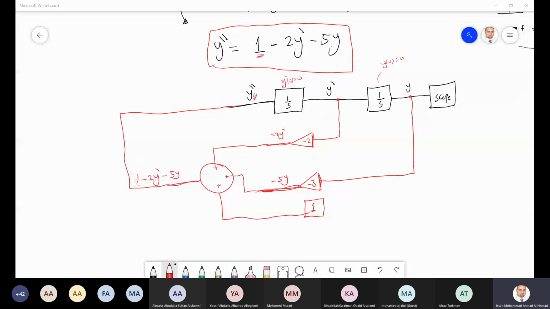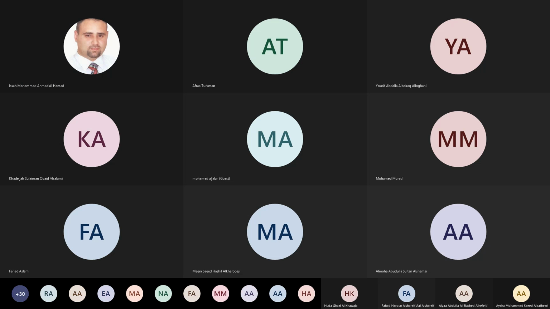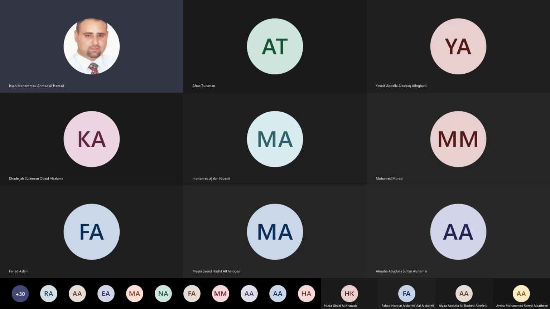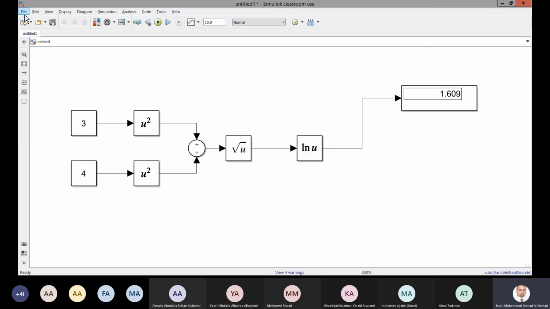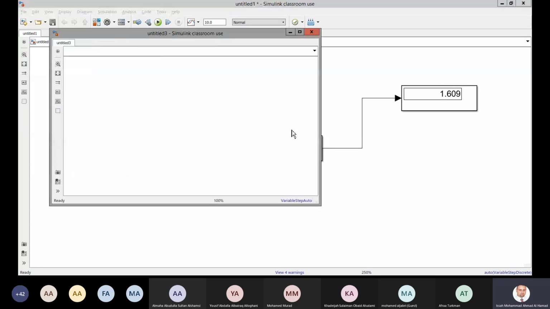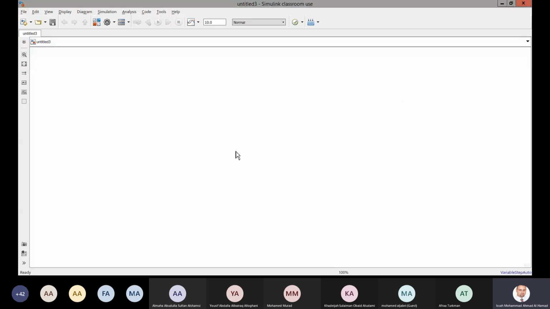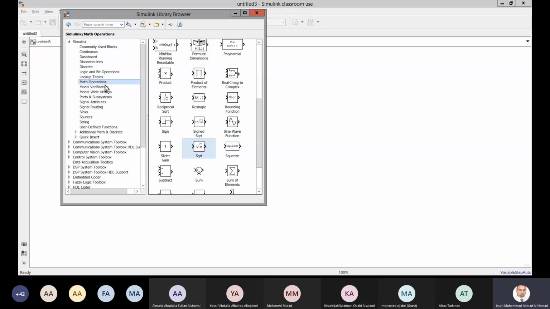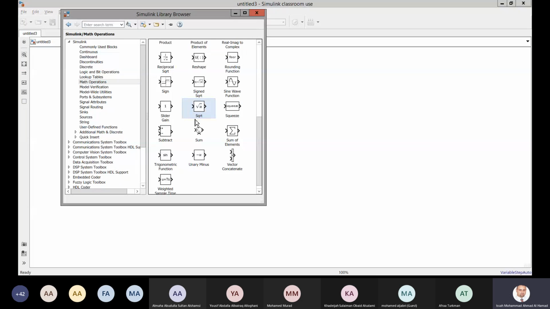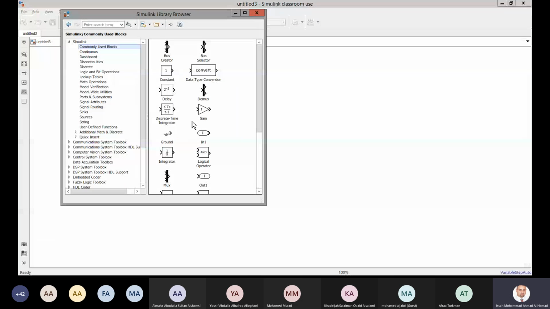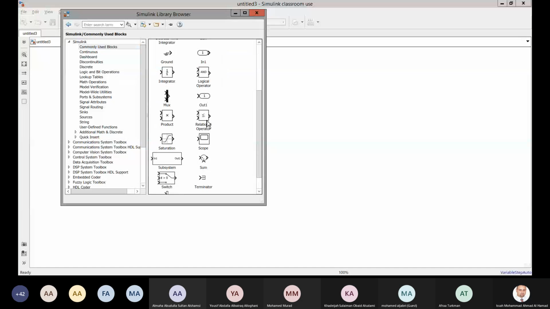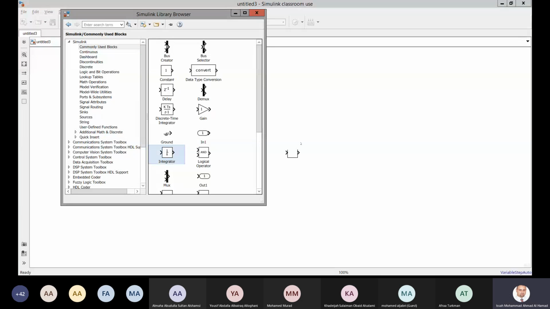Okay, so let me go back and start sharing from Matlab. Where is the Matlab? Okay, I will make a new blank model now. And let me see what is the operators. I need to find the integrator operator. So this is the integrator operator. Commonly used blocks. Usually it's here. This is the integrator.